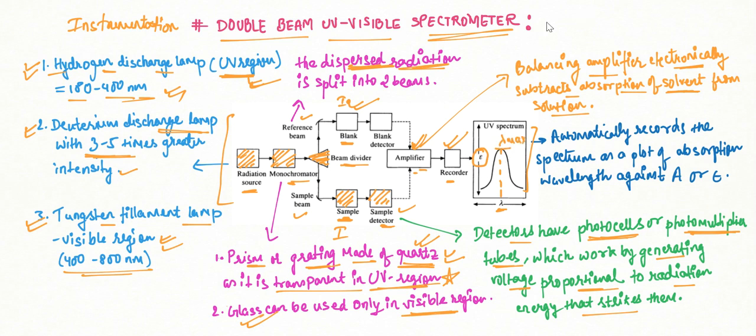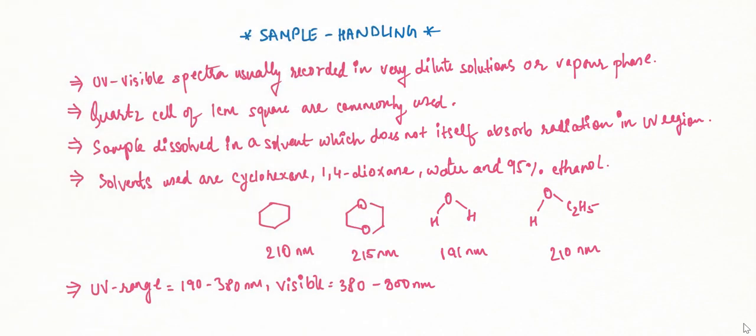So this was basically the working of our double beam UV visible spectrometer, and I hope this is a very basic representation, but it does the work of explaining the basics. And these are the types of radiation source, the monochromators, and these are the functions of the detector, the amplifier, recorder, and so on. So now we can jump on to the theory part.